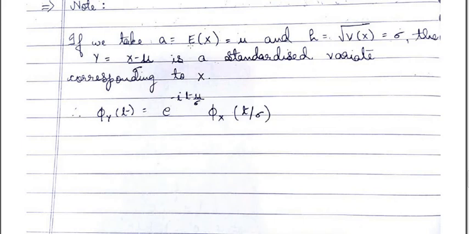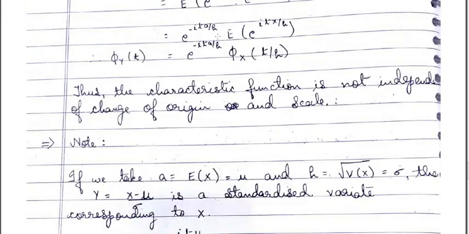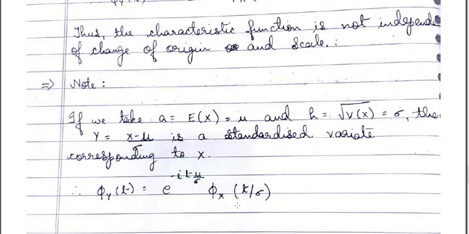Simple. So if a equals expected x, see this, a equals expected x equals mu, and h equals under root variance of x, that is sigma, then what will happen? y equals x minus mu upon sigma is a standardized variate corresponding to x. If it is standardized, then mean is 0 and variance equals 1, right? But here we have a equals expected x equals mu, right? So what is h?